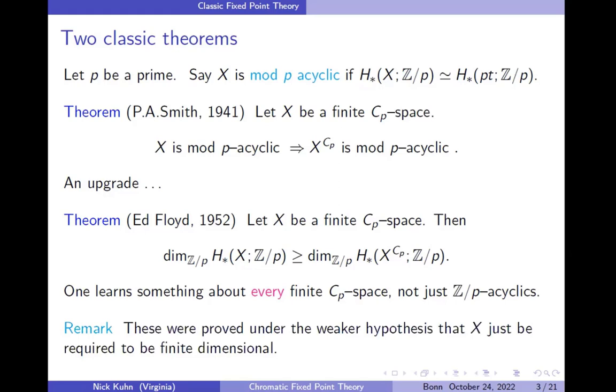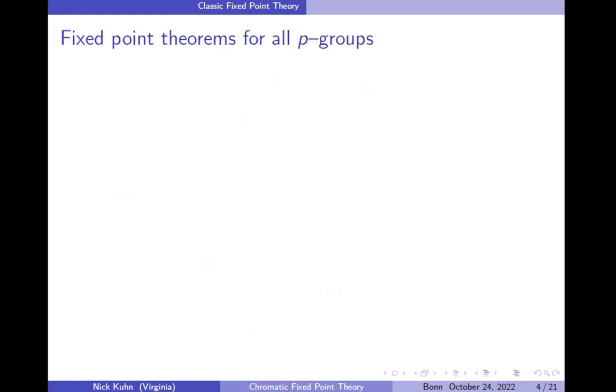I should mention this because I think there are some questions in our chromatic versions that are still not so clear. They actually prove these under the condition that X is just finite dimensional. For instance, people are quite interested in actions of finite groups on Euclidean space, which is mod P acyclic. So you can use these theorems to deduce things about other groups.